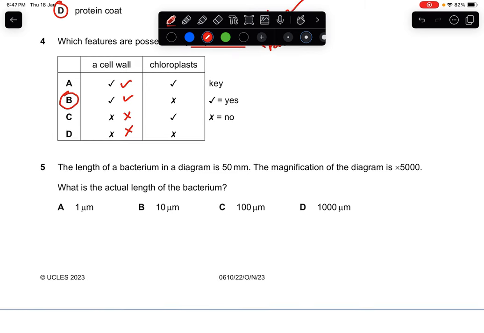The length of a bacterium in the diagram is 50 millimeters. The magnification of the diagram is 5,000. So find the actual length. I'm just going to use the IAM formula. What I have right now is the image, which is 50 millimeters, but I will convert it into micrometers, so I multiply by 1,000. I don't have the actual length, which I'm about to find, but I have the magnification, so I divide by 5,000. The answer you will get here is 10 micrometers. So the answer is B.